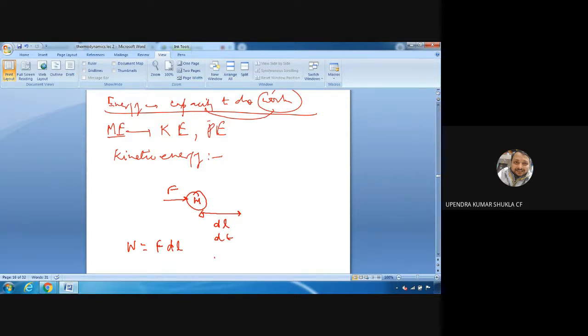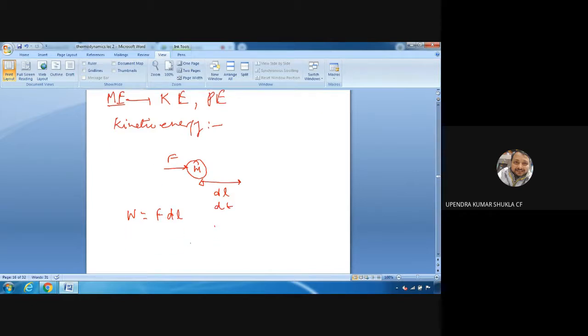W is equal to F dl. Now from Newton's second law, you know what Newton's second law is? F is equal to ma, m you know, and acceleration, so put it there: ma dl, so this is W.